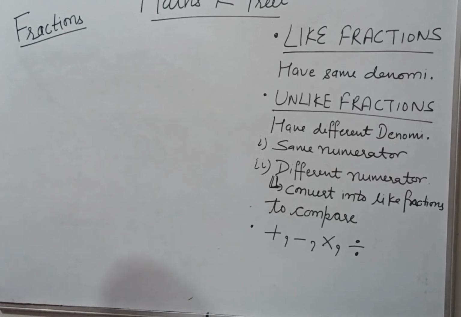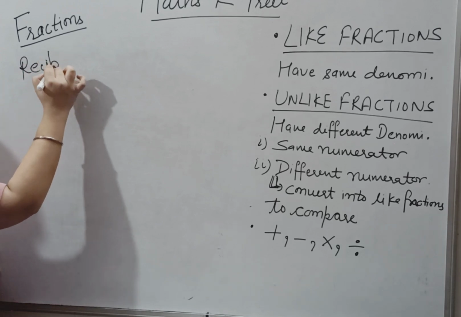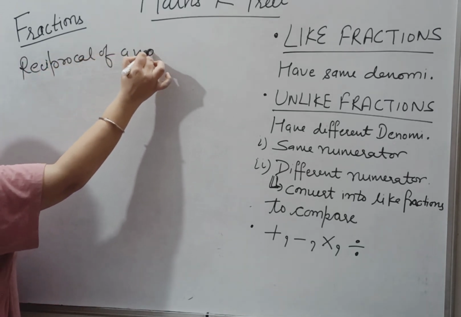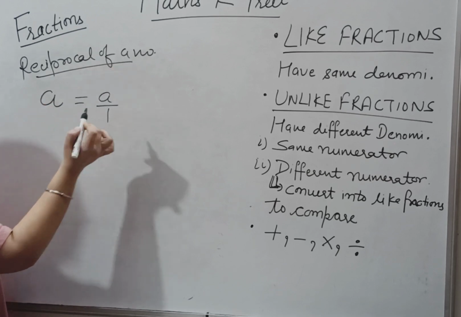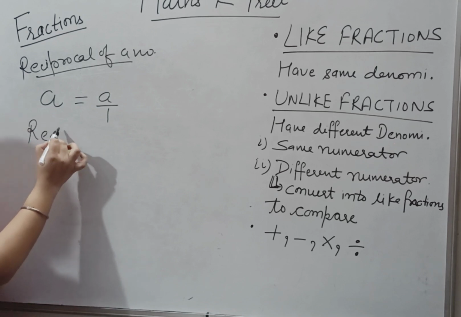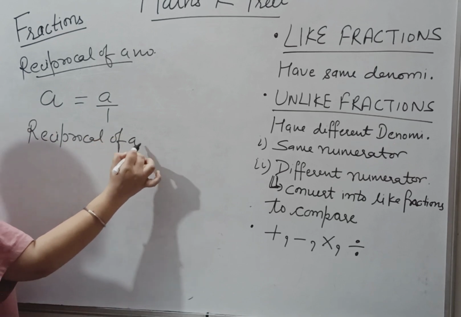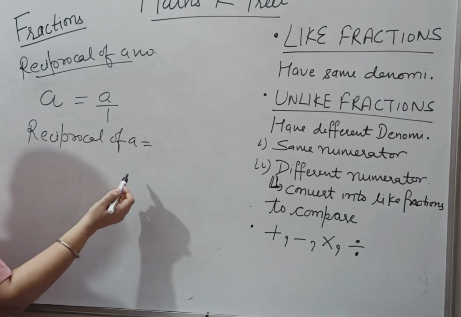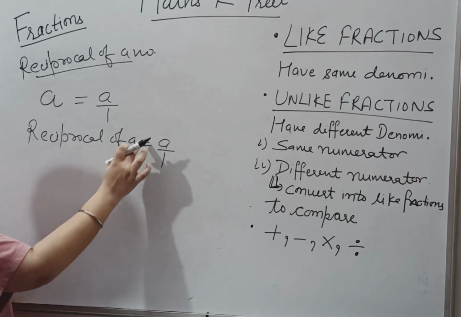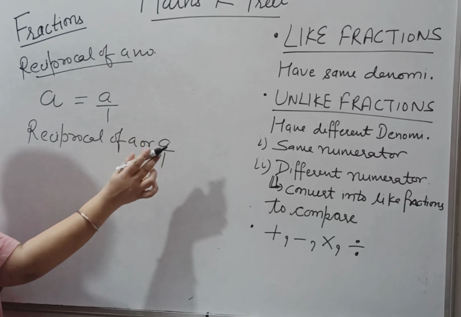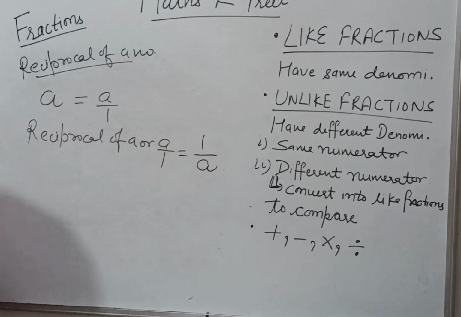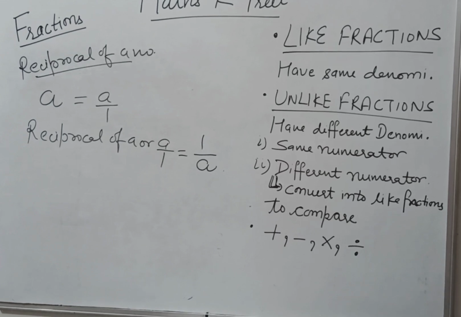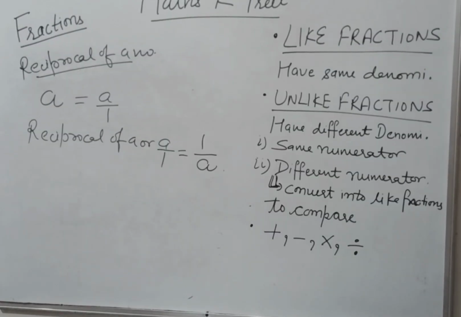Before shifting to division, let's see what the reciprocal is. Reciprocal of a number. Say I have a number a, I can write this a as a by 1. Nothing will change. So reciprocal of a by 1 is what? We will interchange the values of denominator and numerator. We will write the denominator as numerator and numerator as denominator, just interchanging the values of n and d.